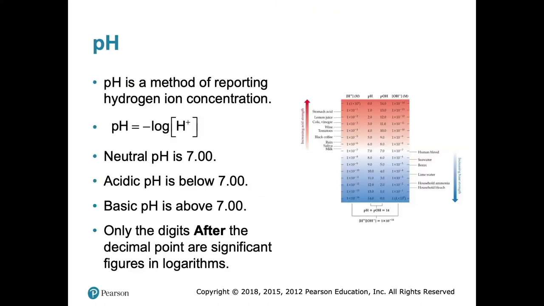So, catching back up again. Only the digits after the decimal point are significant figures in logarithms. If I give you a hydronium ion concentration, all you have to do is take the negative log of the hydronium ion concentration, and you'll get the pH. And it'll fit on the pH scale.